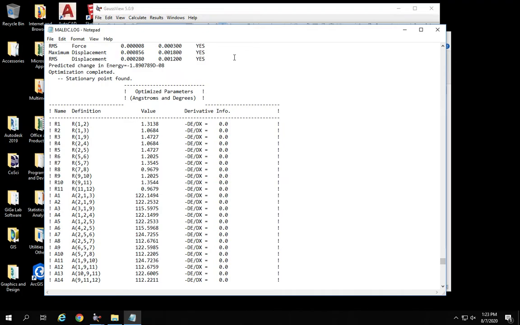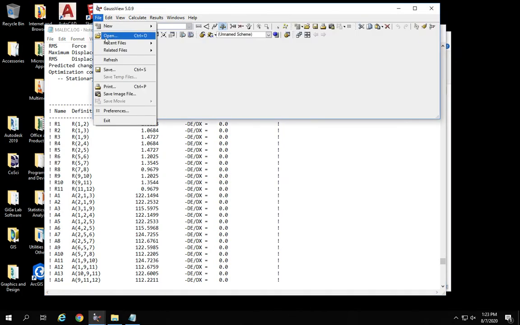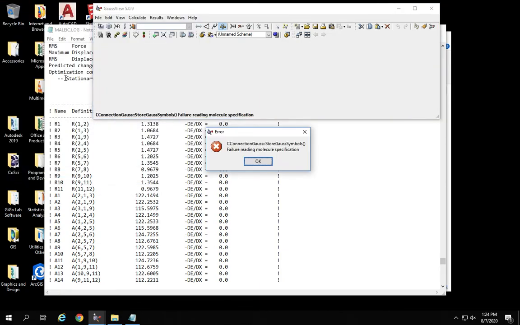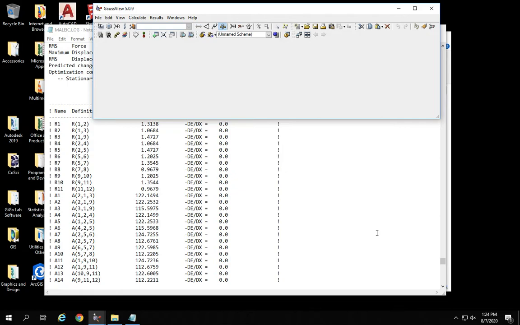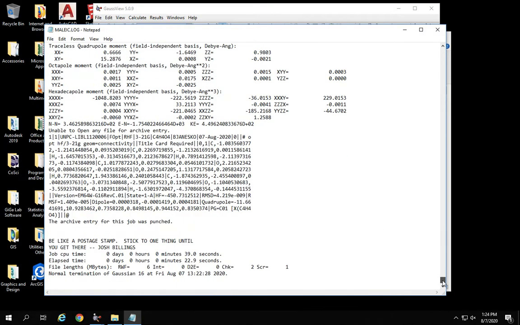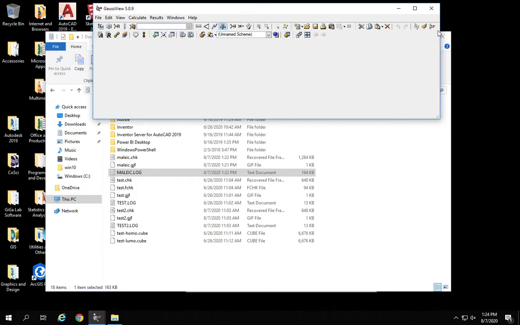that's strange. Failure reading molecule specification. Okay, so we're going to do this a slightly different way, because I don't see anything in this optimized parameter, anything in this log file that really should be a problem. I don't understand why that happened. But as you do these calculations, you find more and more different kinds of things that you have to sort out. So what we're going to do is we're going to prepare the formatted checkpoint file.